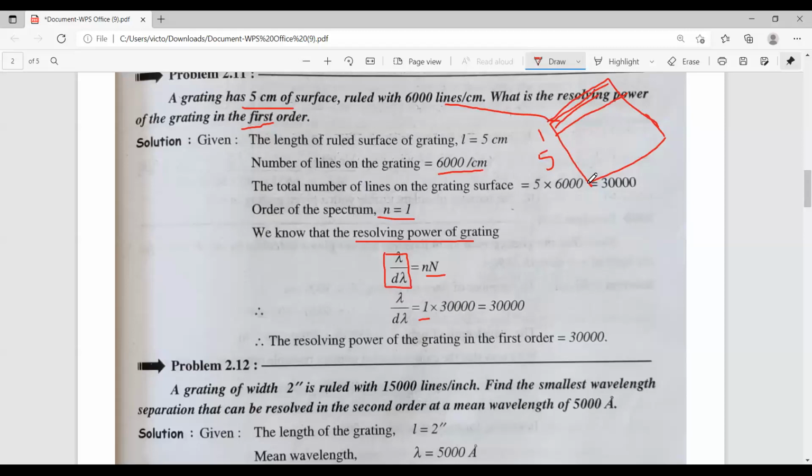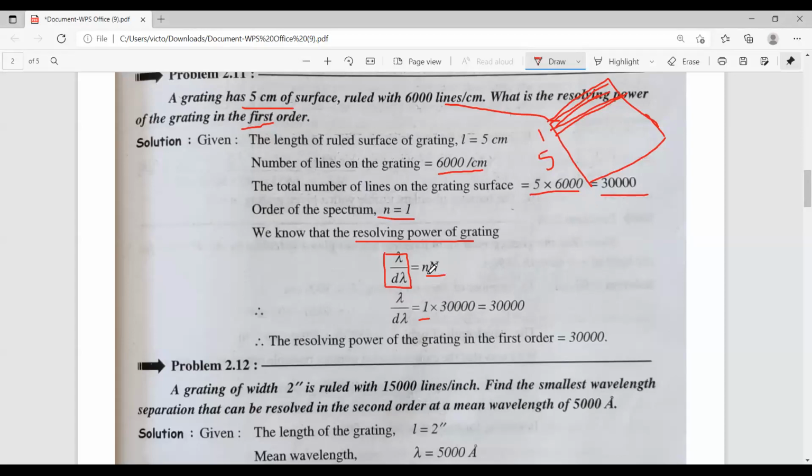That means total 5 centimeters, we have how many lines? 5 into 6,000 lines. Here 6,000 lines are given for 1 centimeter only, but in the problem we have a grating of 5 centimeters surface. Each 1 centimeter has 6,000 lines, then automatically for 5 centimeters, how many lines? 5 into 6,000, that means 30,000 lines.